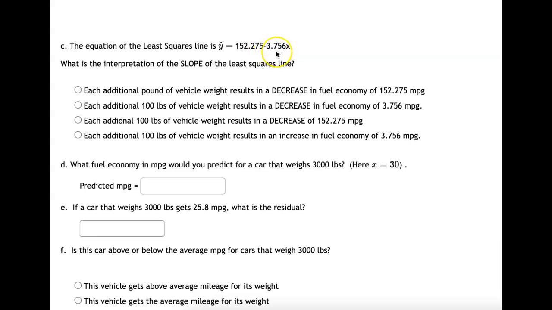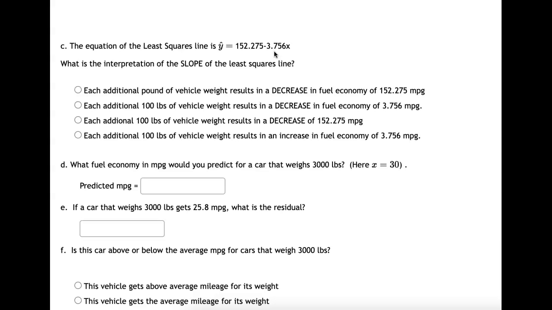I would like to think of that as a mountain because I know slope starts with an S, and in that equation y equals mx plus b, you don't see S, so it's hard to remember which one represents slope. But think of slope as a mountain. And so this negative 3.756, you do include the sign to the left, is our slope. And we want to know how would we interpret it.